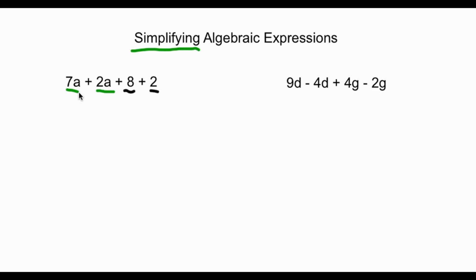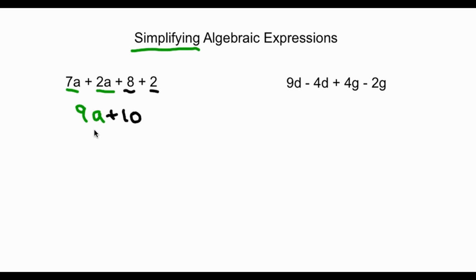So here we would add the 7a with the 2a because you have addition in the middle, and you would get the 9a. And then here you would add the 8 with the 2, giving you the 10. And because they're both positives and we're adding, you simply bring the addition sign to get the final simplified expression.